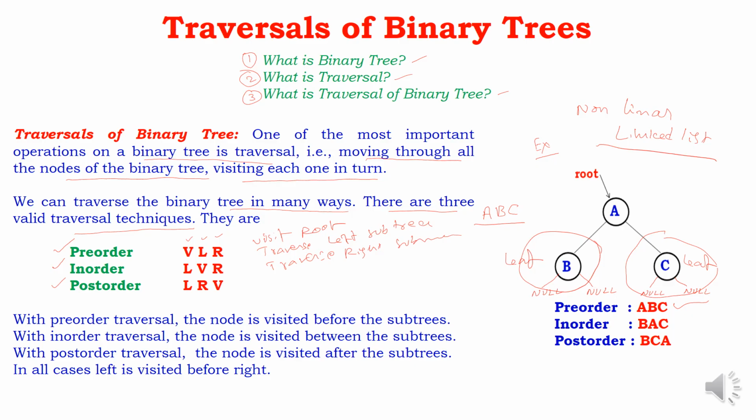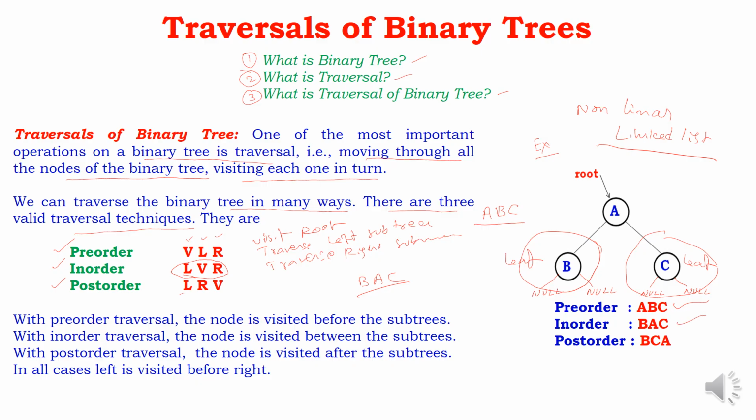Then what is inorder? LVR. L means traverse left subtree in inorder. V, visit root node. R, traverse right subtree in inorder. So traverse left subtree in inorder, left side. On the left side there is only one node B. Then visit root node A. Then traverse right subtree in inorder, C. There is only one node. So BAC. BAC is inorder.